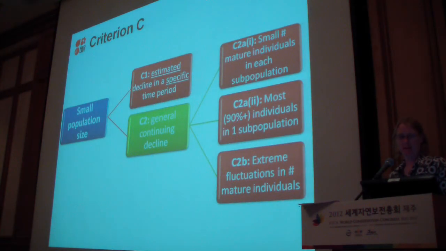Okay. This is a slightly different way of viewing it, using the boxes and not fancy pictures. First thing you need is a small population size. Then you ask, do you have data to say there's continuing decline at a specific rate, or do you just know that there's general continuing decline going on? If the former, then use C1. If the latter, then use C2. But then you have to ask these other questions. What is the population structure like? Are there small subpopulations going on? Are most of the individuals in one larger subpopulation, or are there extreme fluctuations going on?